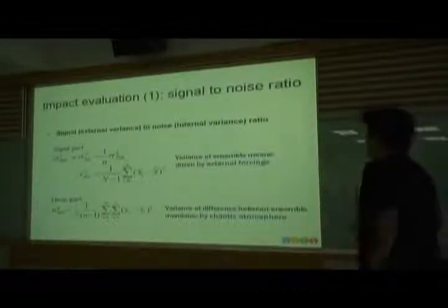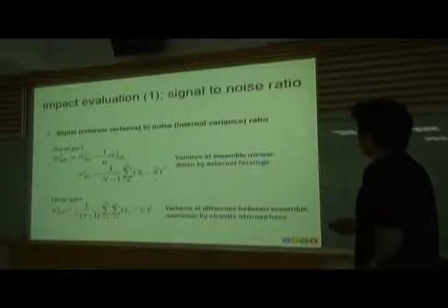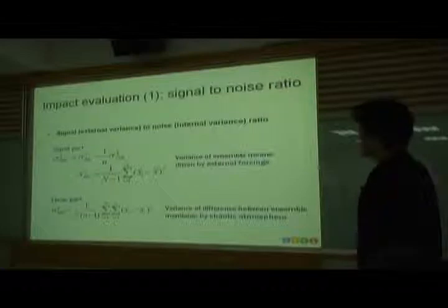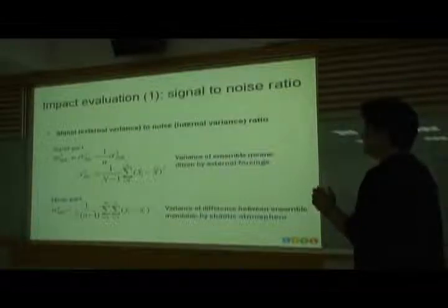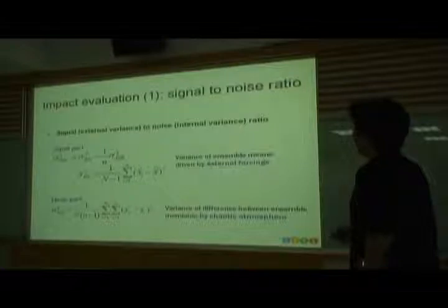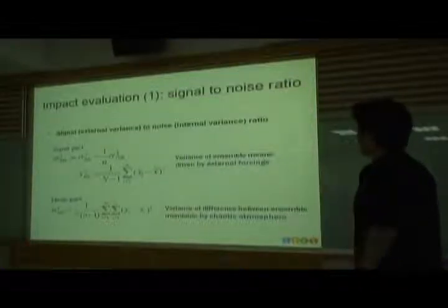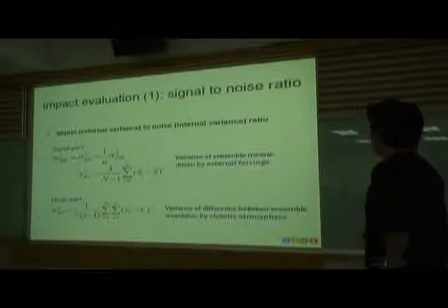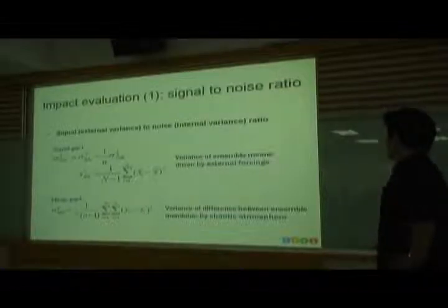That means the signal part is the variance of ensemble means driven by external forcings. That means if the land conditions act as boundary conditions, the signal part will be large. But the noisy part is the variance of the difference between the ensemble members. So it just means the chaotic atmosphere.